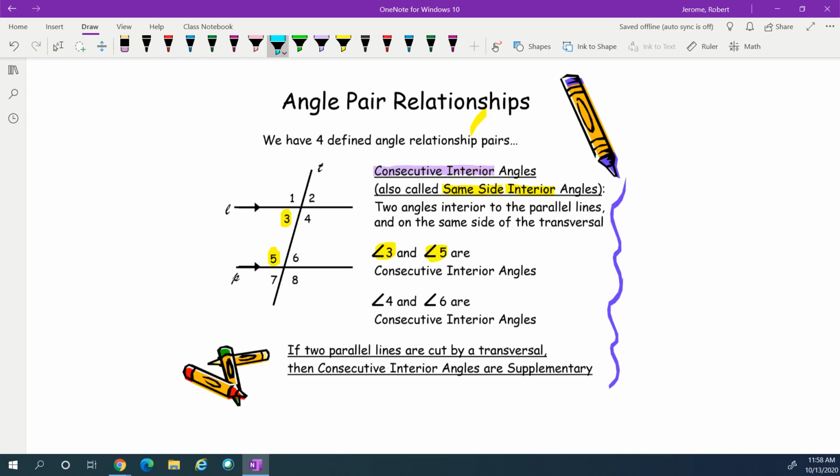Now, this is the only one that's a little different. When the lines are parallel, consecutive interior angles are supplementary. So we learned 4 rules. 3 of them say congruent. 1 of them says supplementary. The names come from their location. The relationship comes from having parallel lines. If the lines are parallel, then the consecutive interior angles are supplementary.